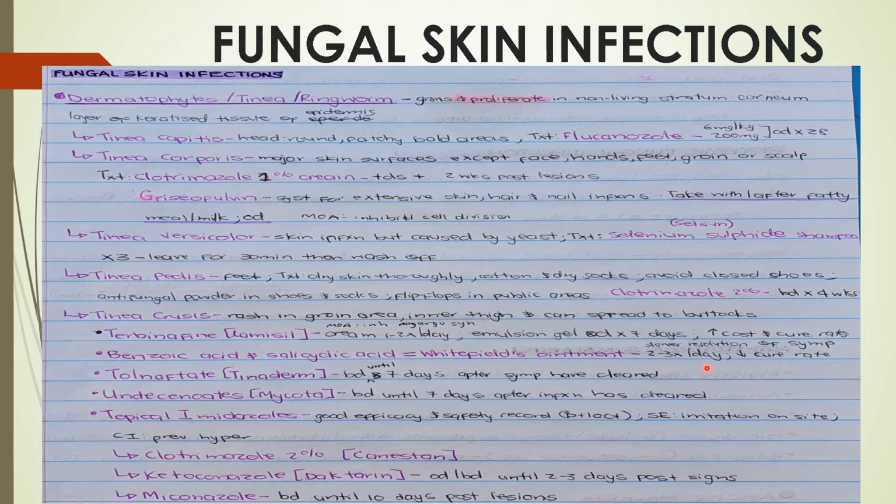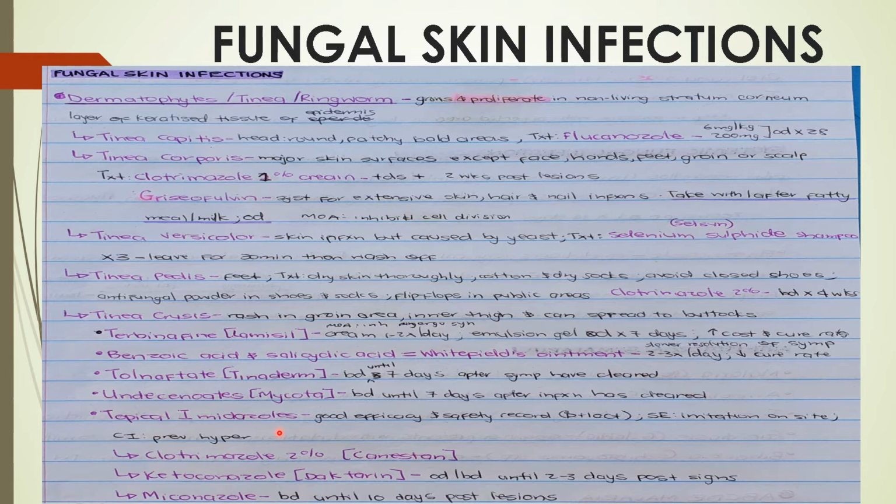Then we've got topical imidazoles. This is good, and it's got a good safety record, but the side effect is that it might cause some irritation on the skin. And if you've had a previous hypersensitivity, please do not use this. So an example of your topical imidazoles is clotrimazole 2%, also known as Canesten, as we've already mentioned, used in tinea pedis and corporis.